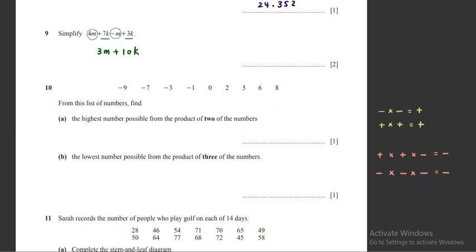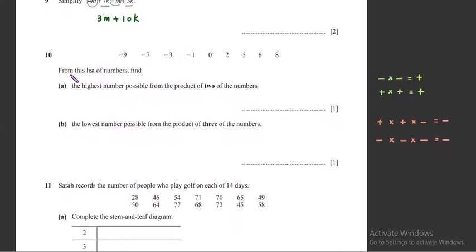Let's move on to question 10. From this list of numbers, find the highest number possible from the product of two of the numbers. Product means to multiply. When two of the numbers given here are multiplied, it should give us the highest possible number. So we have negative numbers given, we have 0, and we have positive numbers.